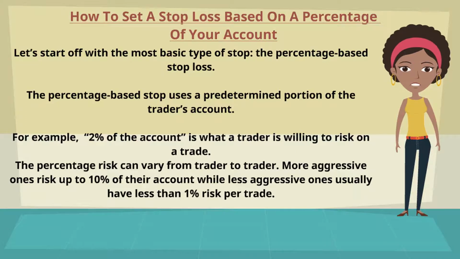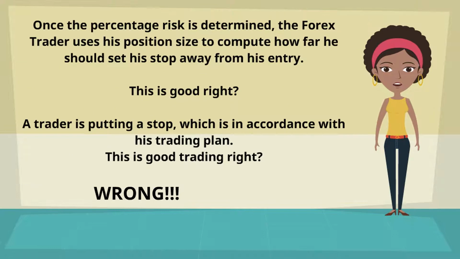So now let me tell you how to set a stop loss based on a percentage of your account. Let's start off with the most basic type of stop, the percentage-based stop loss. The percentage-based stop uses a predetermined portion of the trader's account. For example, 2% of the account is what a trader is willing to risk on a trade. The percentage risk can vary from trader to trader. More aggressive ones risk up to 10% of their account, while less aggressive ones usually have less than 1% risk per trade. Once the percentage risk is determined, the Forex trader uses his position size to compute how far he should set his stop away from his entry.